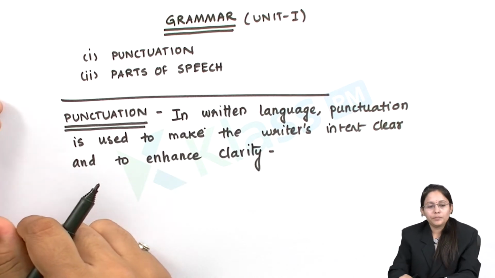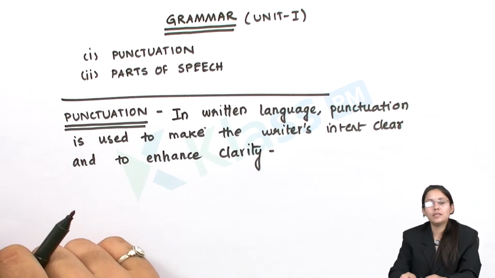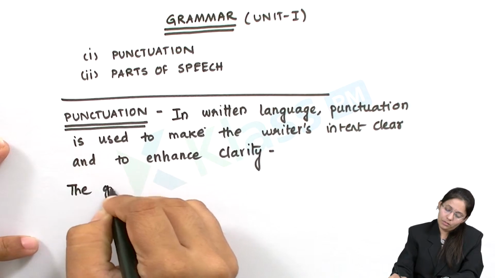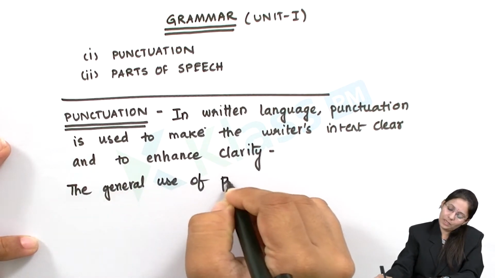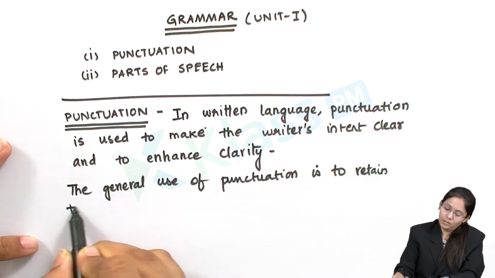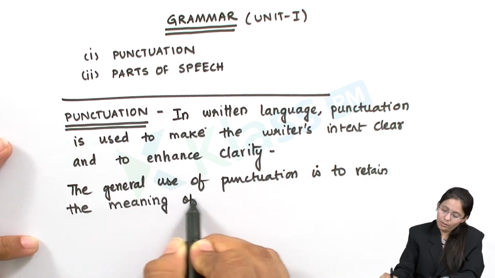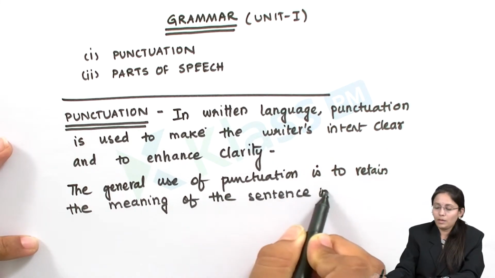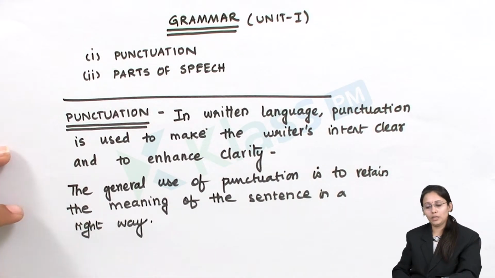Now, the general rule to use punctuation is to retain the meaning of the sentence in a right way. So, the general use of punctuation is to retain the meaning of the sentence in a right way. I hope you all have understood it very clearly.